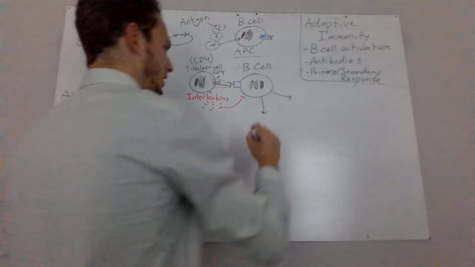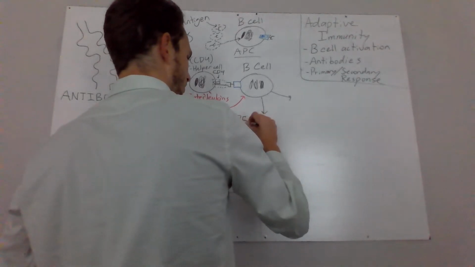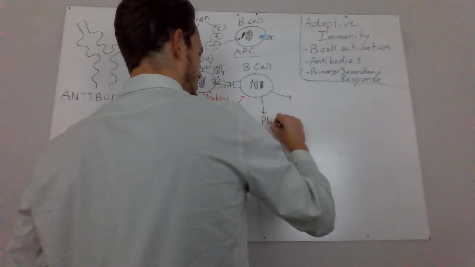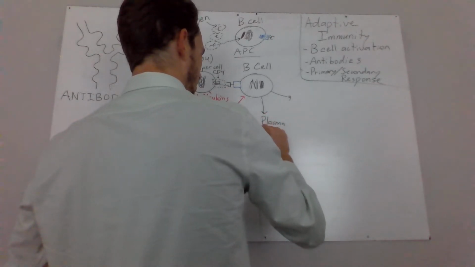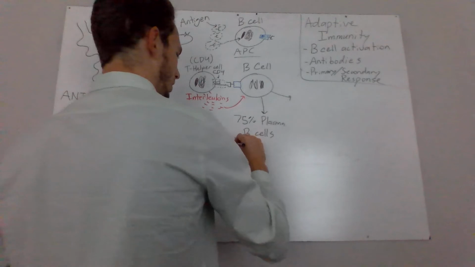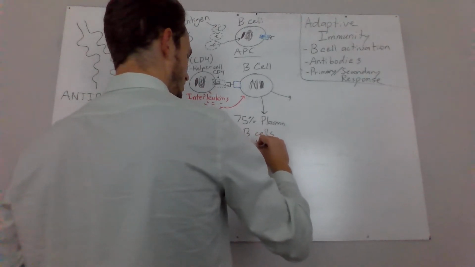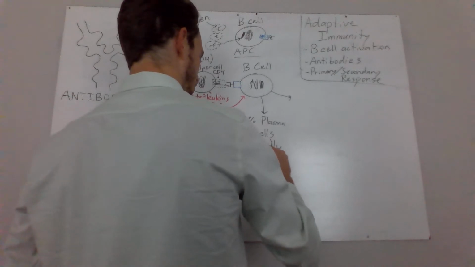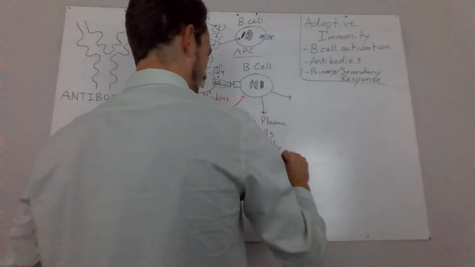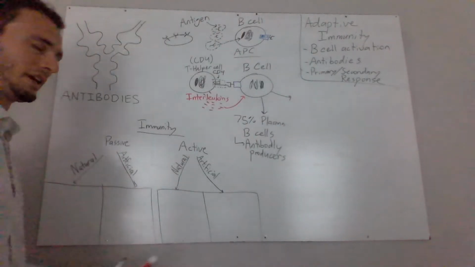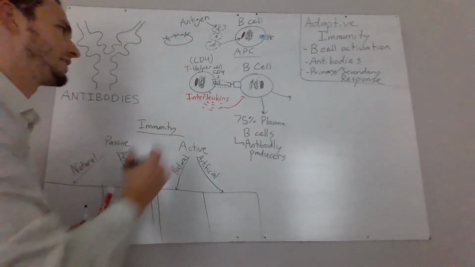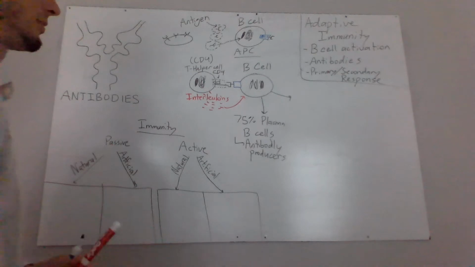Most of the time, about 75% of the time, it will turn into plasma B cells. These plasma B cells will be the antibody producers, and we'll get to antibodies in a second. They are going to be producing a massive amount of antibodies, which will bind to the antigen, targeting things for destruction, covering them up, and preventing the infection from bothering us anymore.